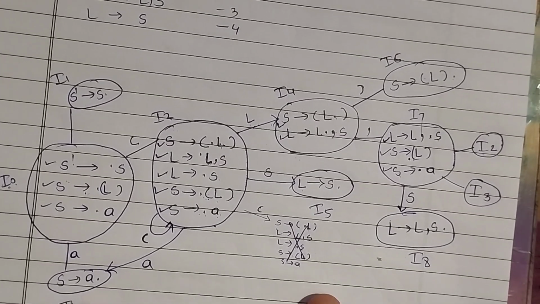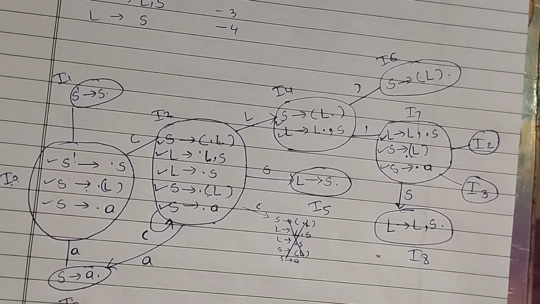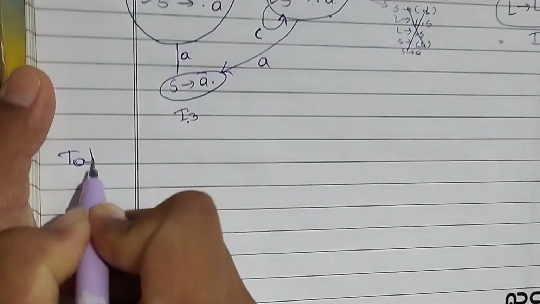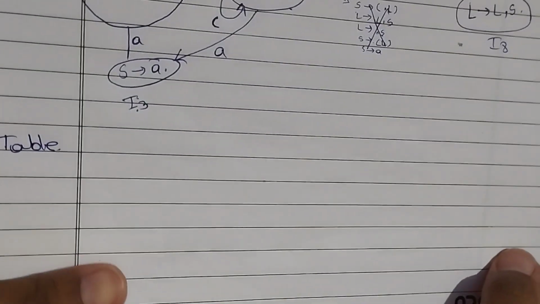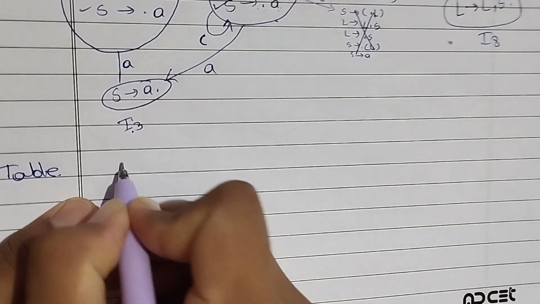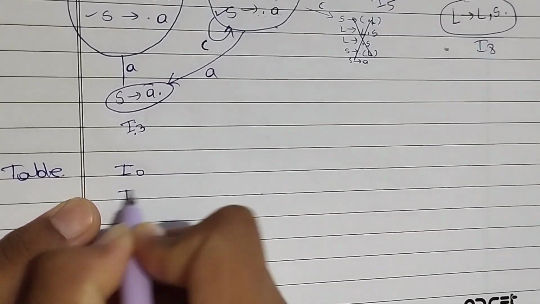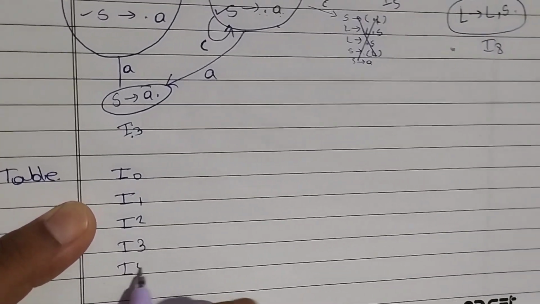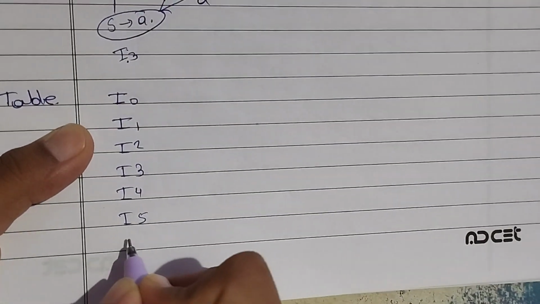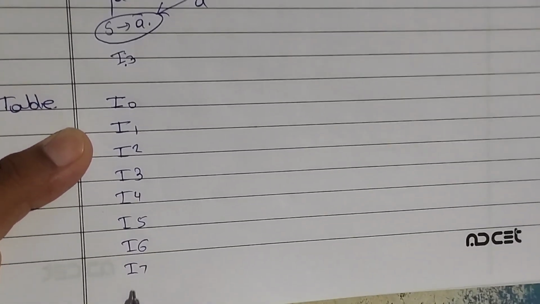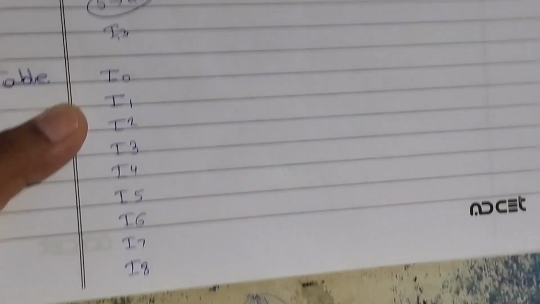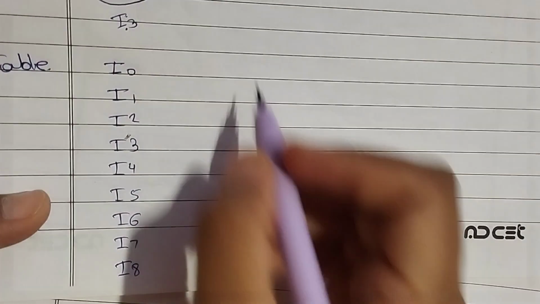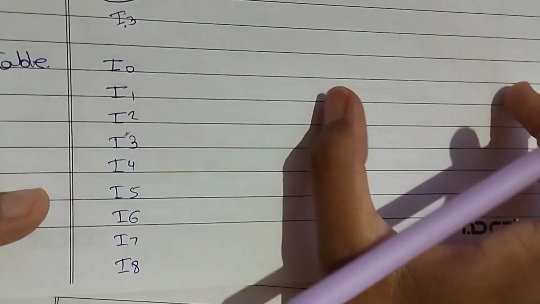Now we move to the next step, which is drawing the parsing table. Let's start. Here itself we draw it, for simplicity, instead of changing the page. So we start from I0, I1, I2, I3, I4, I5, I6, I7 and I8. Vertically we write all the states, and horizontally all the terminals and non-terminals.